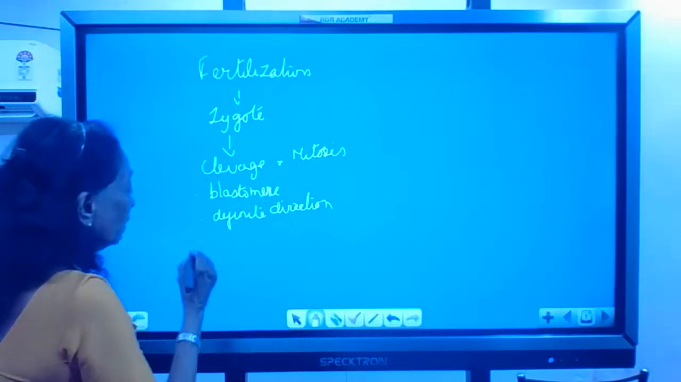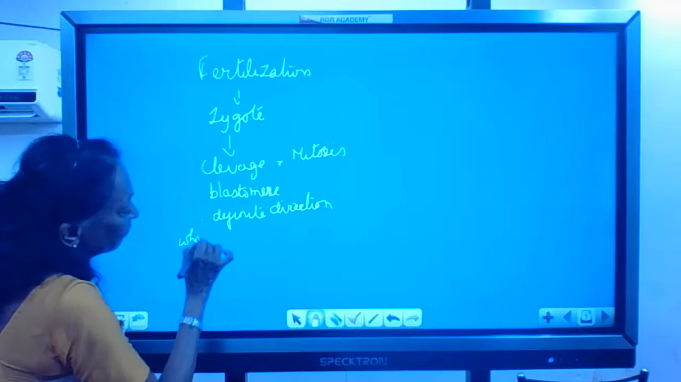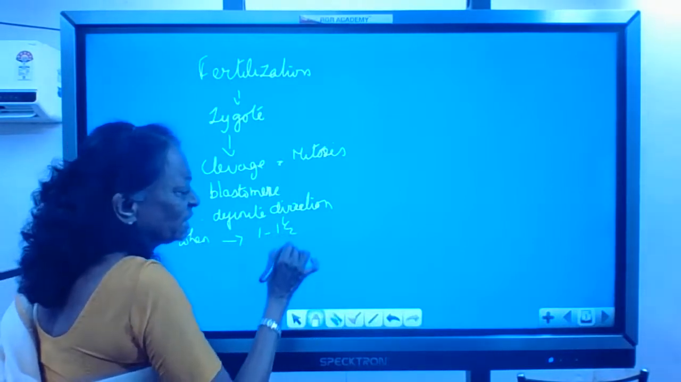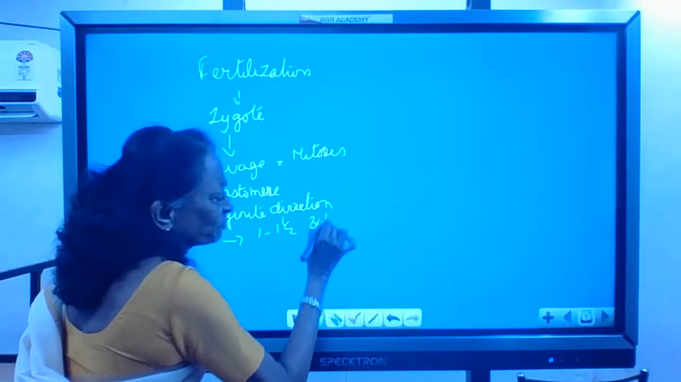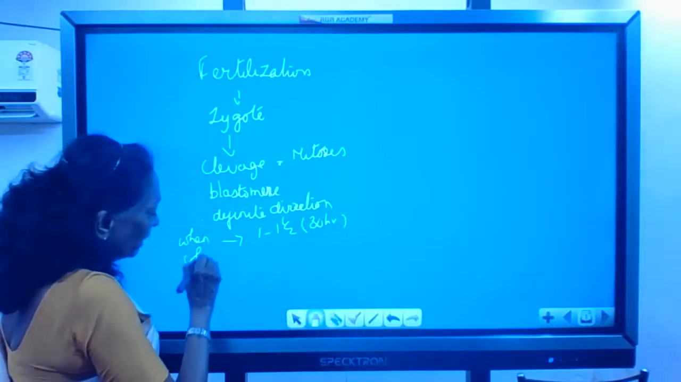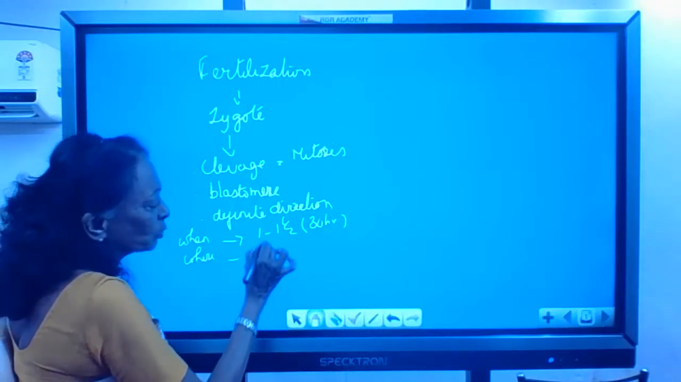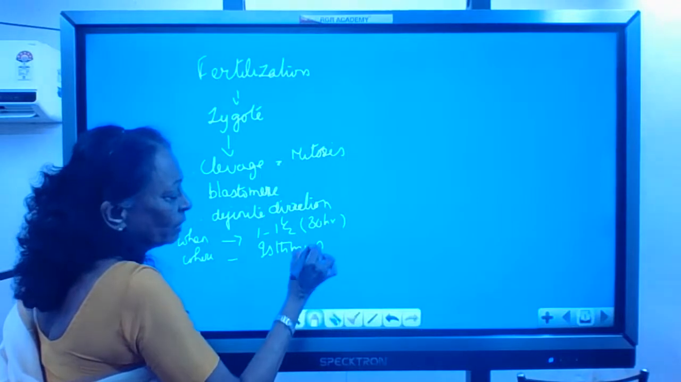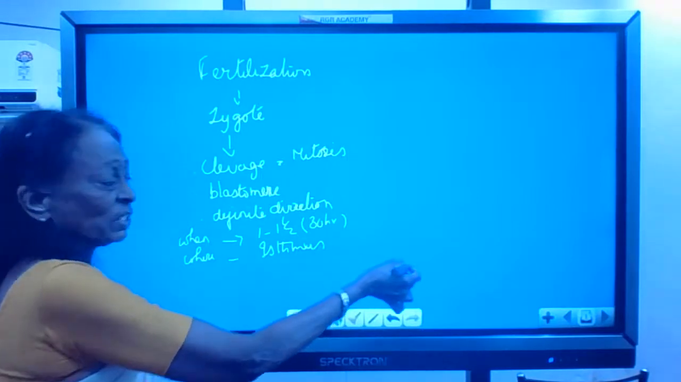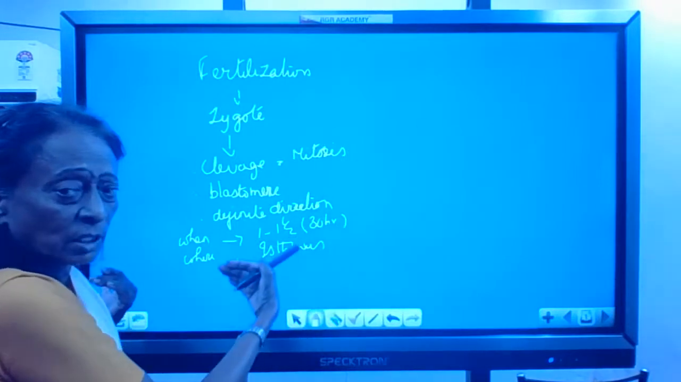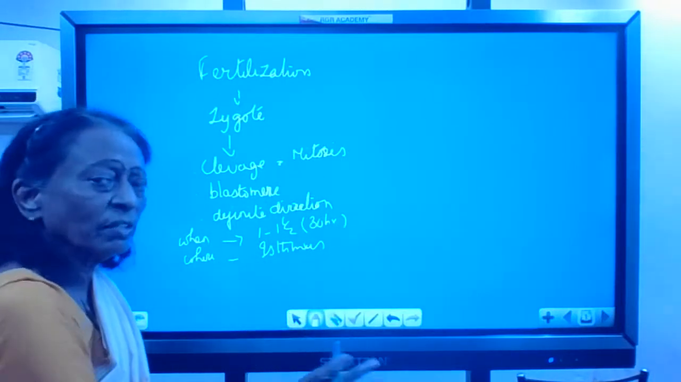So when does it occur? 1 to 1.5 days. We can say the next day; some books give 30 hours after fertilization. Now where does it occur? When the zygote begins to move through the isthmus. You know very well, fertilization occurs in the previous part, the ampulla. From there it comes to the narrow part, the isthmus. When it travels to the isthmus, the division begins.